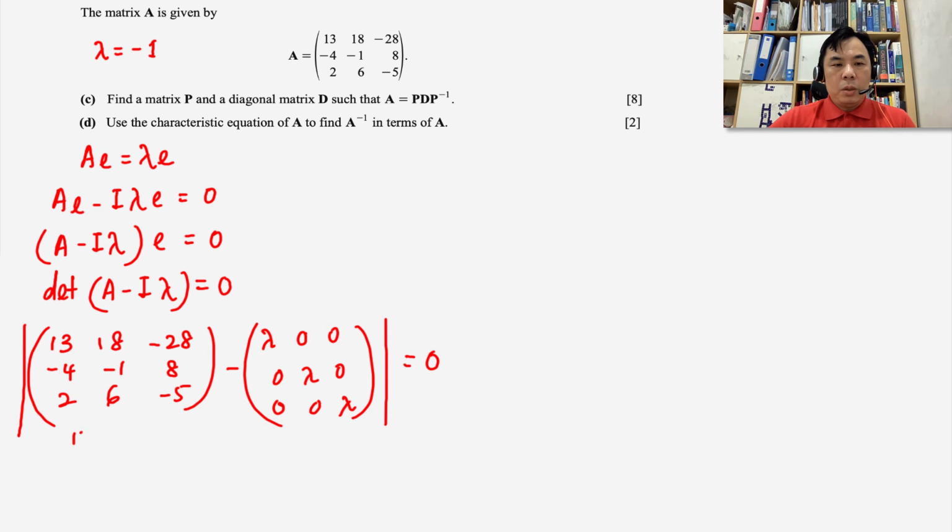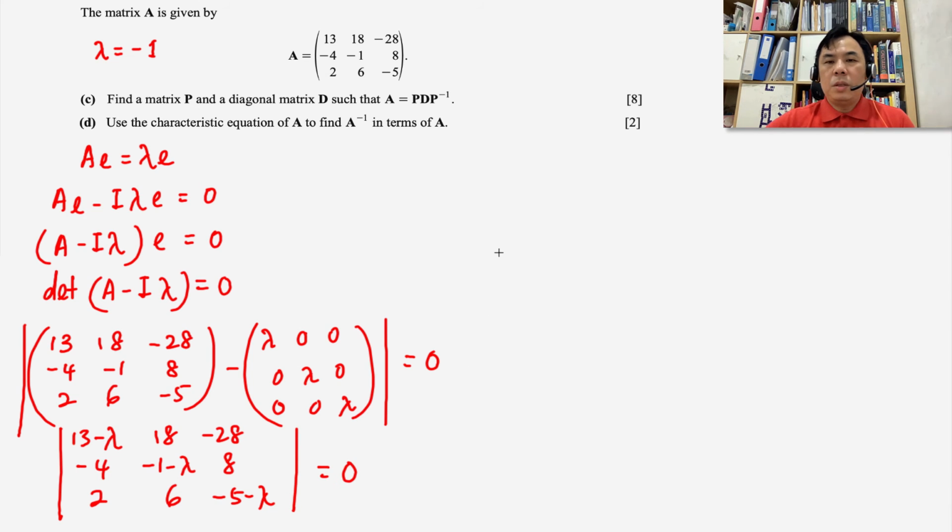And then that would typically give us 13 minus lambda here, 18, negative 28. And then after that, you have your negative 4, negative 1 minus lambda. And then finally, we have 8, we have 2, we have 6, we have negative 5 minus lambda. So the determinant must be equal to 0 here. Now I'm going to work out the determinant now.